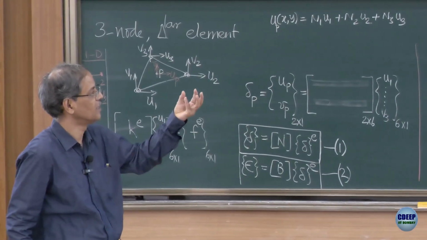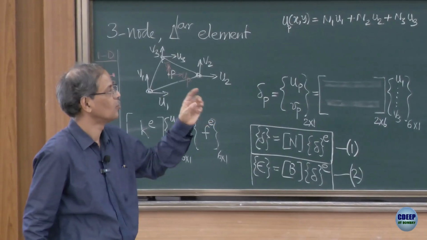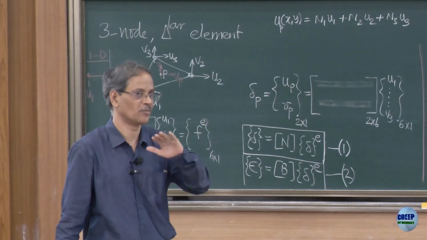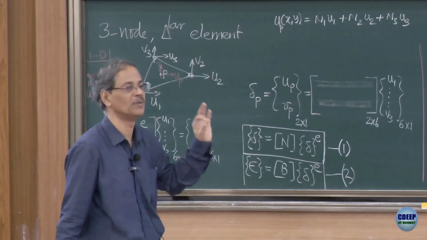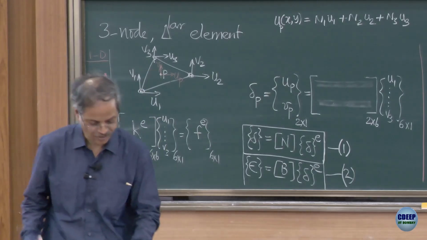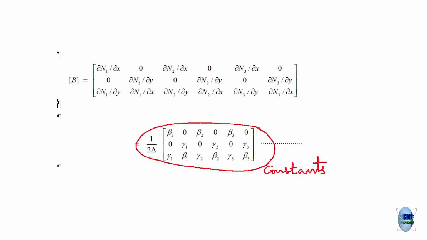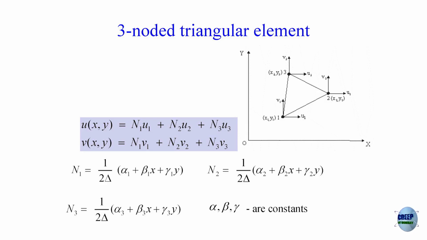The B matrix is derivatives of shape functions. Now, because n1, n2, n3 are linear in x and y, first derivative would become constant. So, B matrix would be just simply a set of constants for this element. We can easily compute that. Let me see. Those will be the constants. You remember the shape functions? Shape functions were these. So, dou n1 by dou x will be beta 1 from here. Dou n2 by dou x will be beta 2 and dou n3 by dou x will be beta 3. So, beta 1, beta 2, beta 3, of course 1 by 2 delta is common. That is what I have written here.